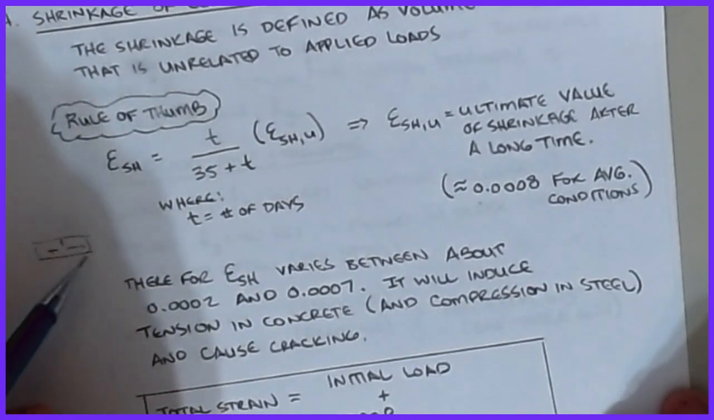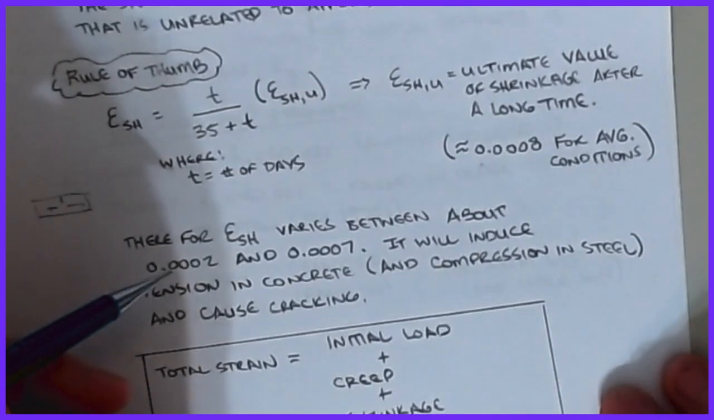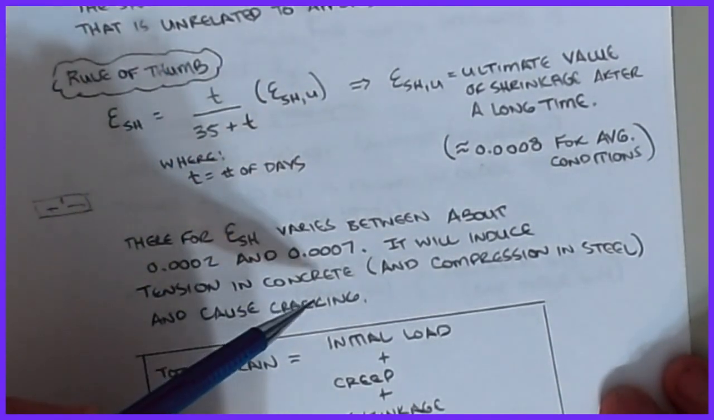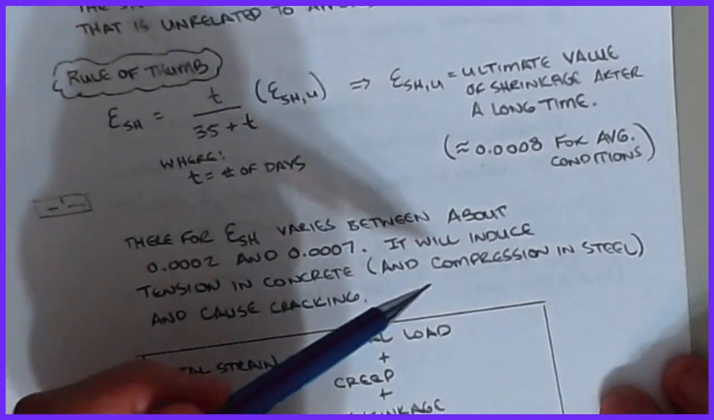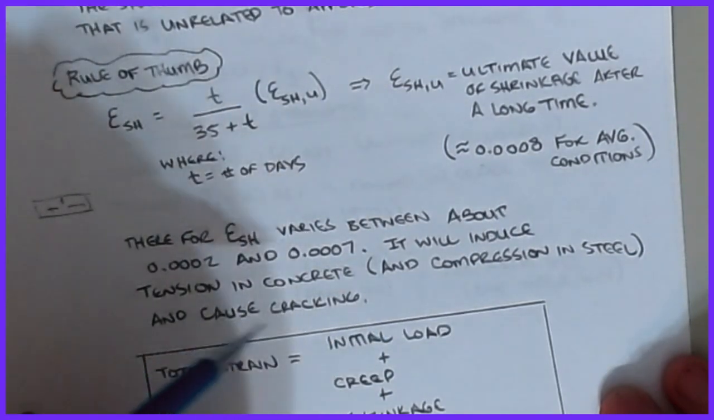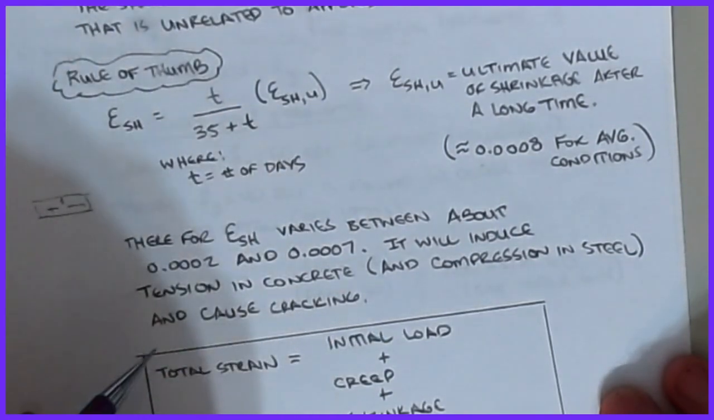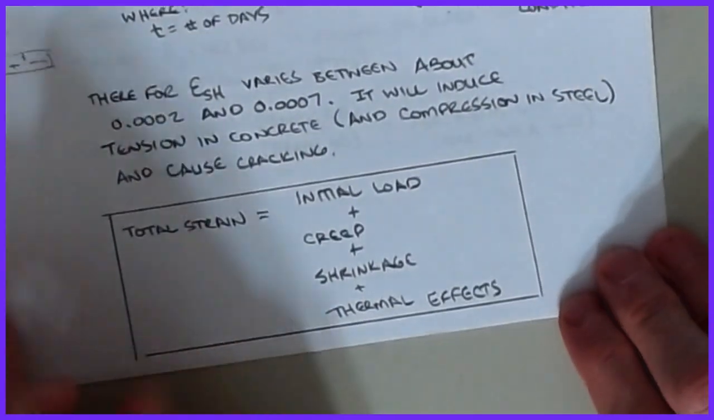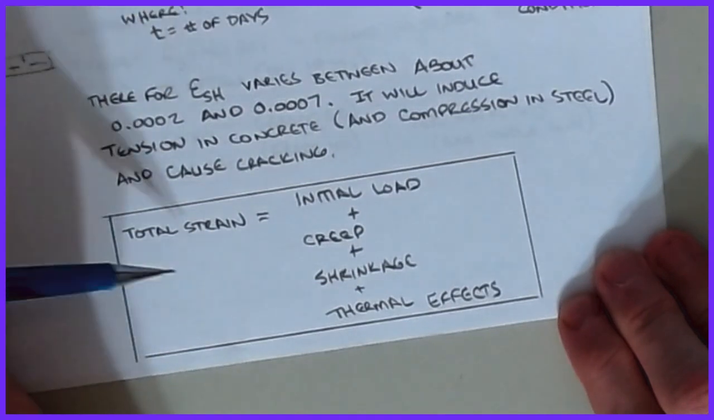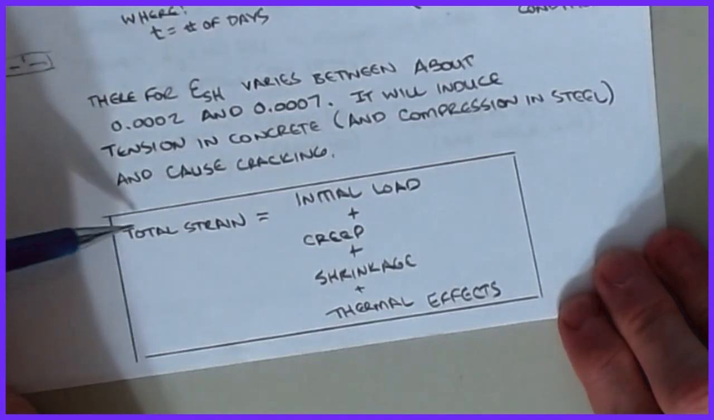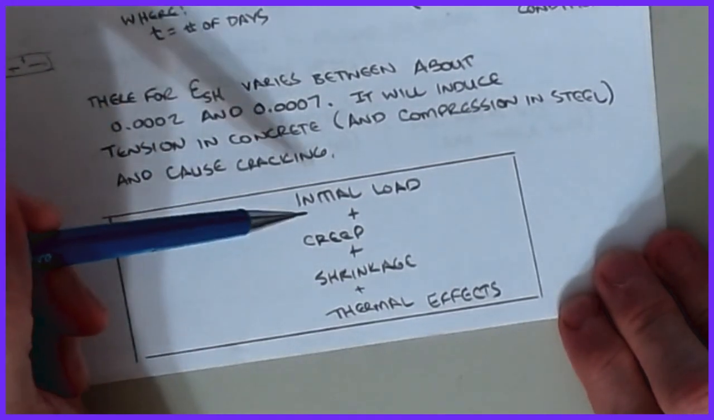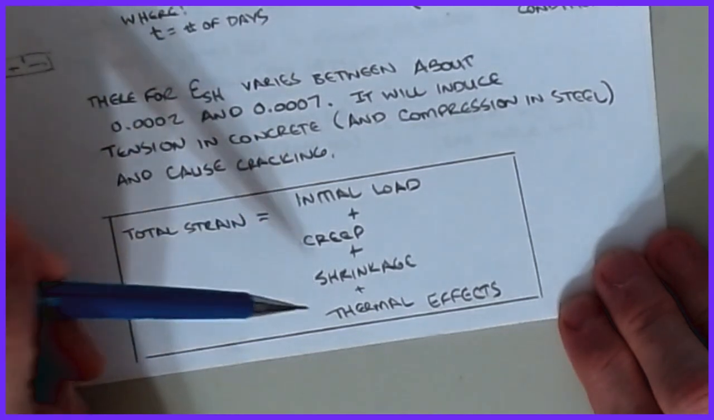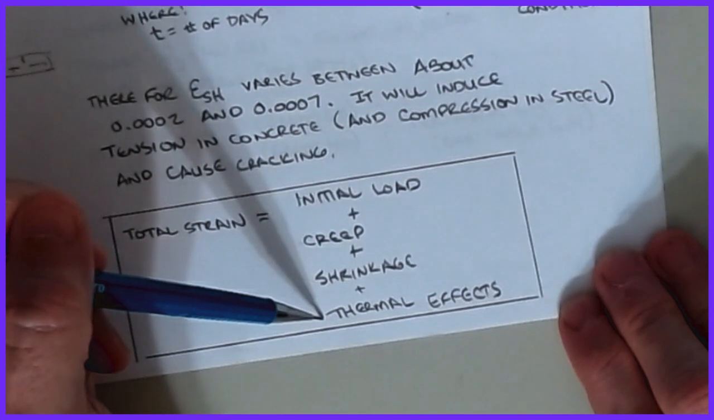It's hard to totally eliminate this, but it is there. What happens is it induces tension in the concrete, but at the same time, it can put more compression in the steel, and that, as a result, will lead to more cracking. So with all of these phenomena, the long-term effects and the short-term effects, we can start to design for a total strain behavior that is the initial loading strain, plus the creep strain, plus the shrinkage strain, plus a couple of others, including things like thermal strains.